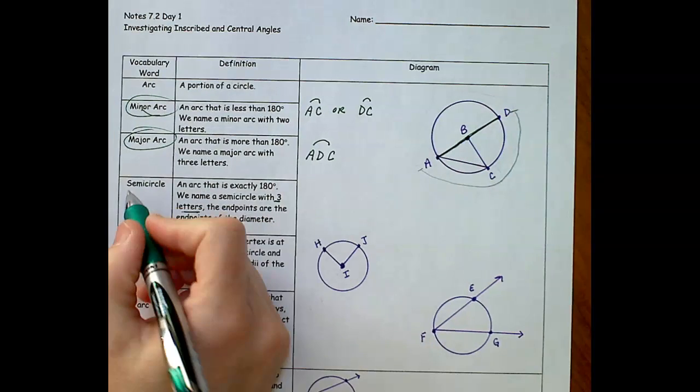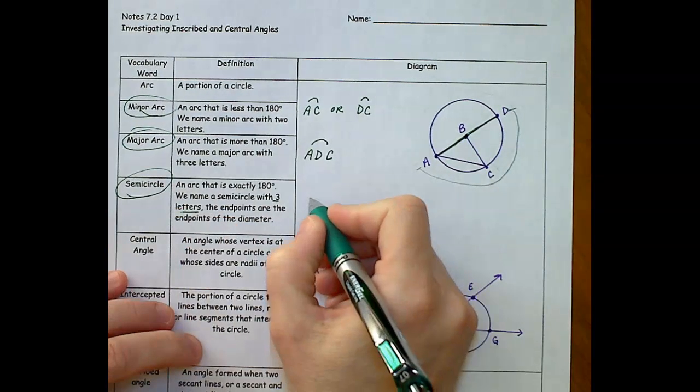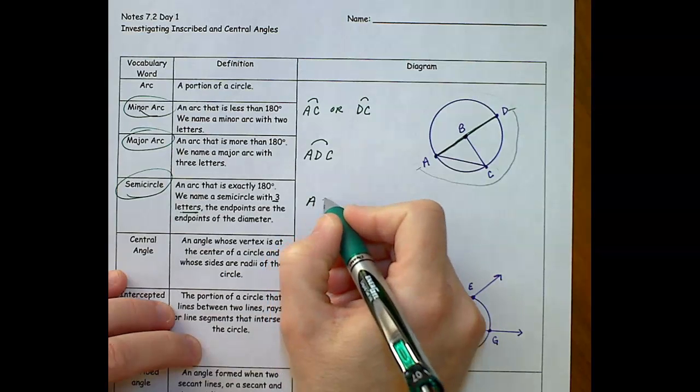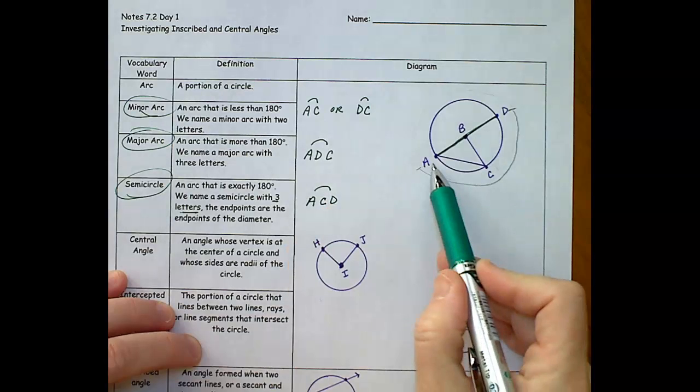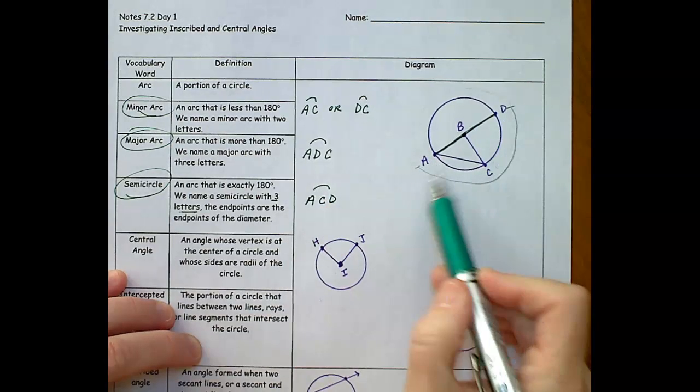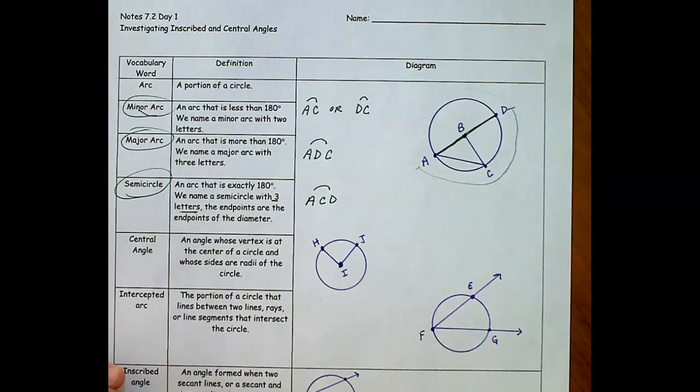So in this picture, for my semicircle, I'm going to call it A, C, D. You have to use 3 letters, and it tells you to go from A to C to D. So that's half of a circle. It cuts out the diameter, so you know it's 180.